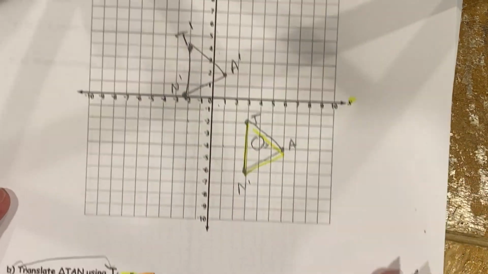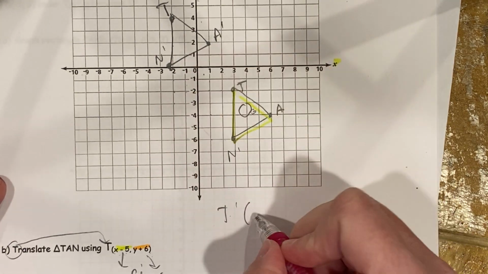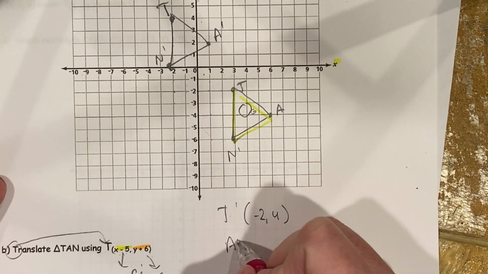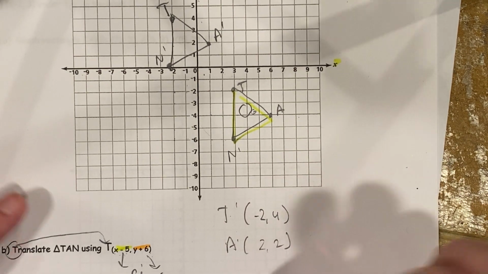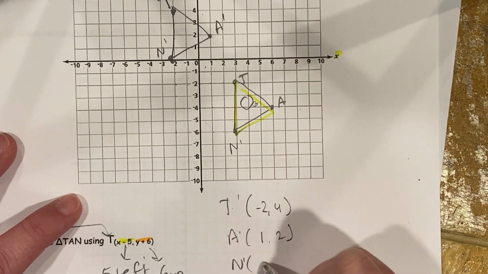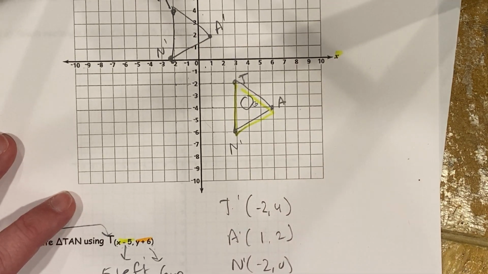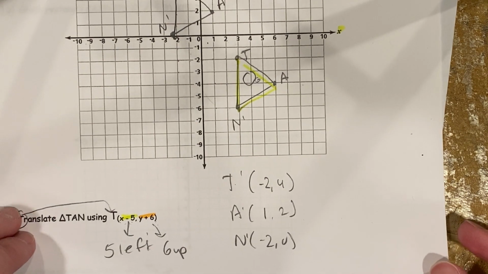Connect those dots. All right, and that's right, our point. So T prime should be negative 2, 4. A prime should be 2, 2. 1, 2, excuse me. 1, 2. And then N prime is going to be negative 2, 0. Okay, so that's our first translation with this new kind of symbol form.